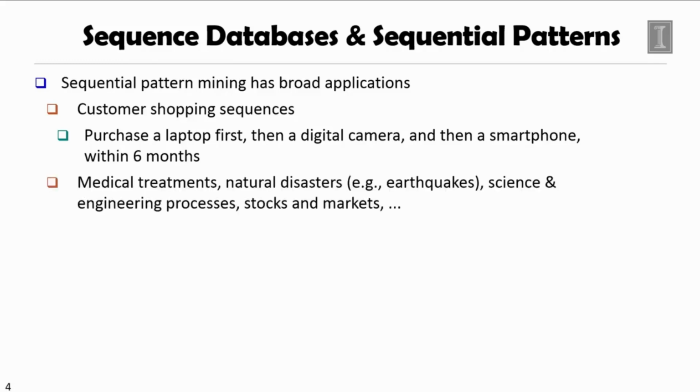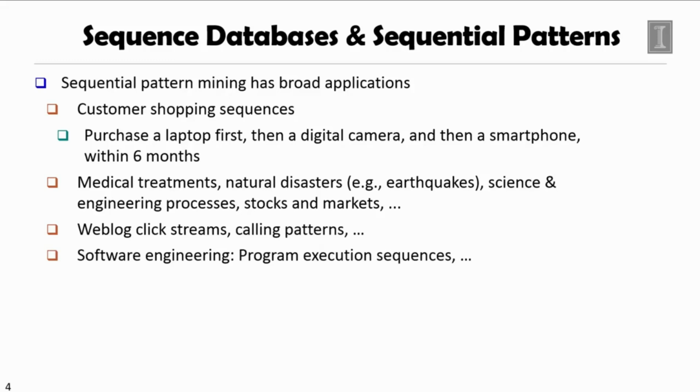Like a medical treatment from sequences, natural disaster like earthquake happening, it may have some sequences of natural and also human phenomena. Science engineering, a lot of things are processes. They evolve along with time. Similarly, stocks, markets, they have some kind of duration sequences. Weblog click streams, calling patterns for telephone and other things forming sequences. Even for software engineering, the programming execution form sequential patterns. The biological sequence is very, very useful for analysis, like DNA sequences, protein sequences.